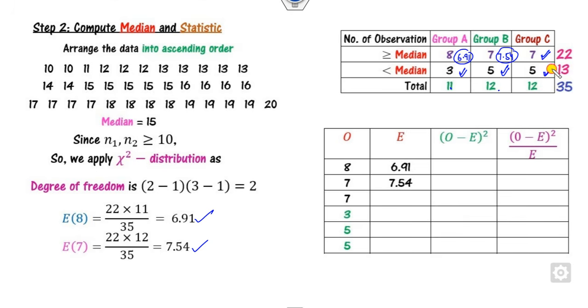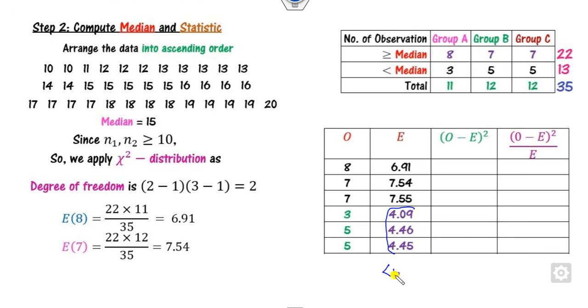Again, you can easily find this. Once you compute, you can get this table. Now here you can see the value of E is less than 5, so you can't use this value. So what you can do is pool them.